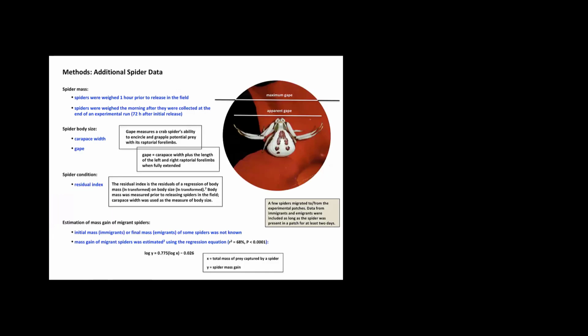I also had data on spider size. Their mass was determined prior to release and after the run was done. I calculated body condition, and there were no significant differences in size or body condition of the spiders that were randomly assigned to the various experimental treatments. Some migration did take place, and I had a protocol in place to handle that when it occurred, and I'd be happy to discuss that later.